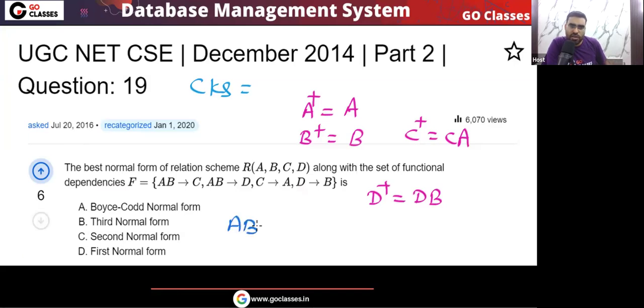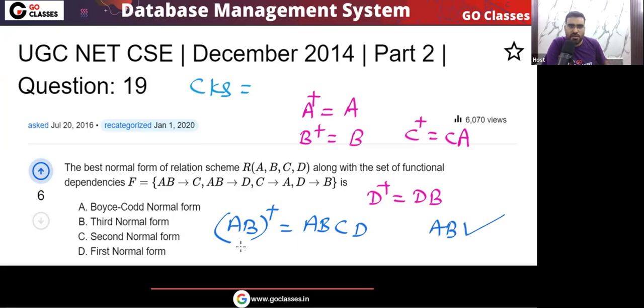Let me check two attribute candidate keys. Remember, we don't have a single attribute candidate key. Now let's check the AB closure. AB closure will be AB. Now you can see AB can determine C, AB can determine D. So we got CD. So I can say yes, AB is a candidate key. This candidate key we got.